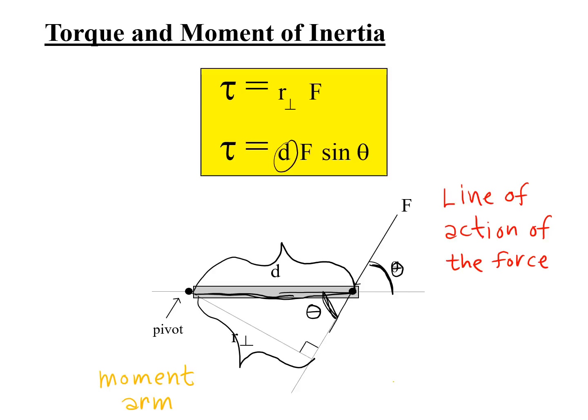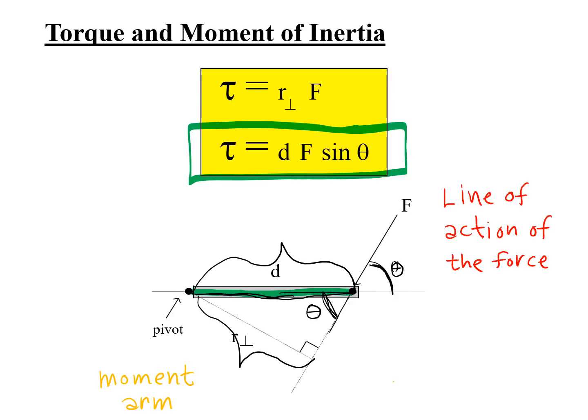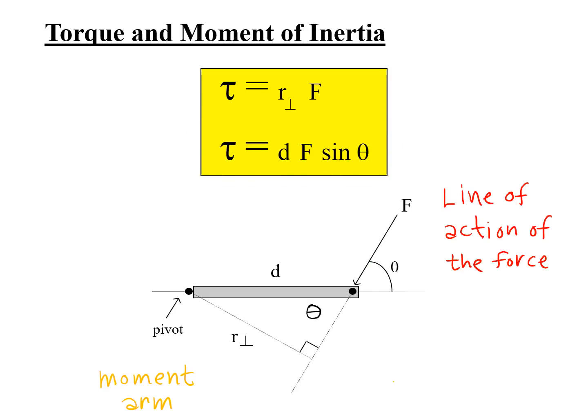So d times sine theta is the same thing as r perpendicular, and therefore another way I can calculate torque, as shown at the top of the page, is to take the distance d from the hinge to where the force is acting, multiply it by the force, and then take the angle between d and the line of action of the force, which we call theta. So we have several different ways to calculate torque, but torque is certainly an important concept, and we're going to continue to discuss it in today's experiment.